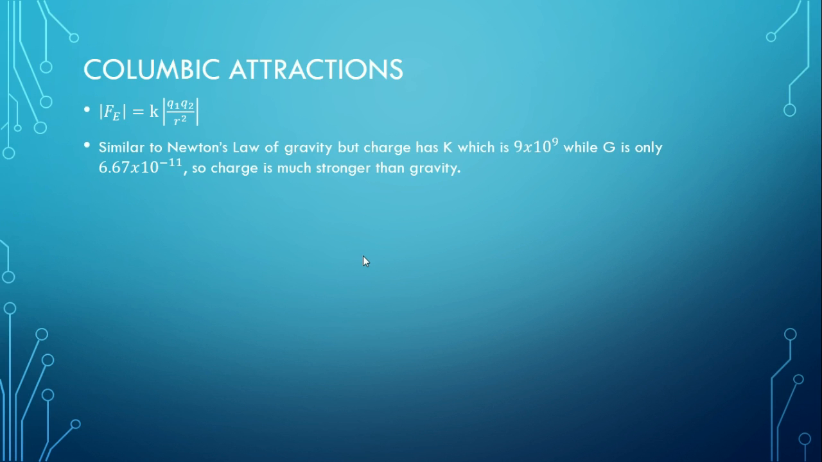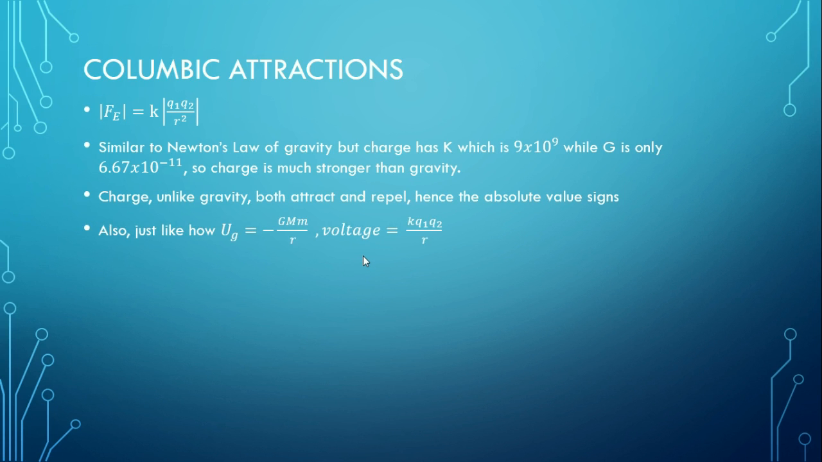much stronger than gravity because gravity has a constant of 10 to the negative 11th, and then K has a constant of 10 to the positive ninth. So that is much larger, or much stronger. So charge, unlike gravity, can both attract and repel. So that's why the formula has an absolute value sign.